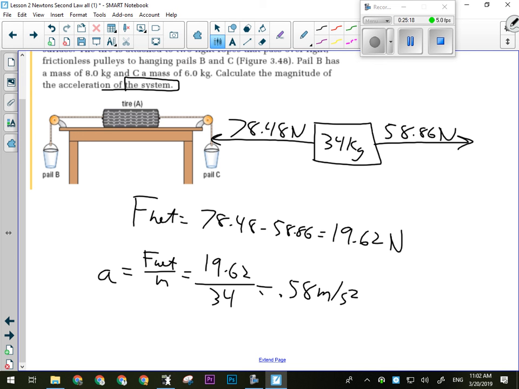I can't put a direction on that. That's the acceleration of the system. It's a magnitude only because different parts of the system are accelerating in different directions at that rate. If the question had asked about the truck tire, then I would say left along the table. If it had asked about pail C, I would have said up. Pail B, down. Everyone all right with that? Same number, but different directions if they asked for individual parts.